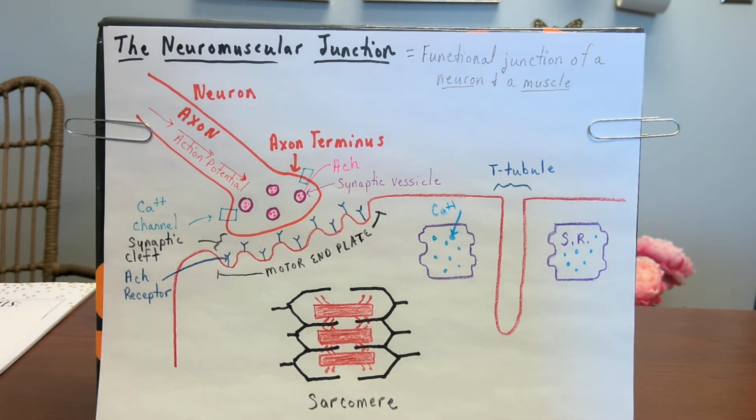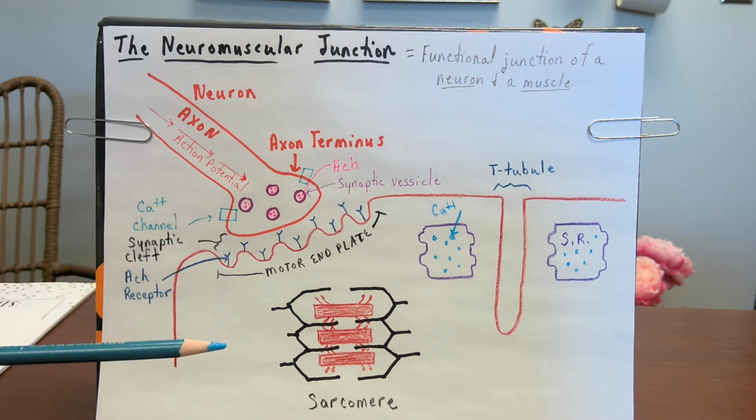Hello, so I'm going to talk about the neuromuscular junction using this illustration. A neuromuscular junction is the functional junction of a neuron and a muscle cell. What I've done here is I've only drawn a part of the neuron. I've drawn the neuron's axon and the axon terminus.